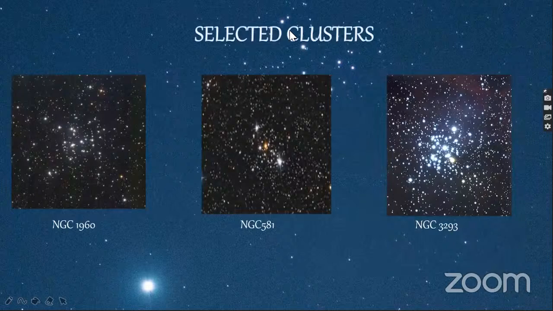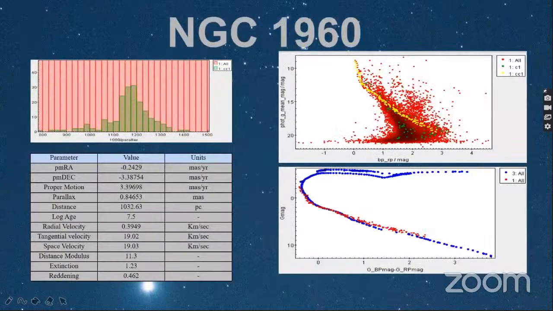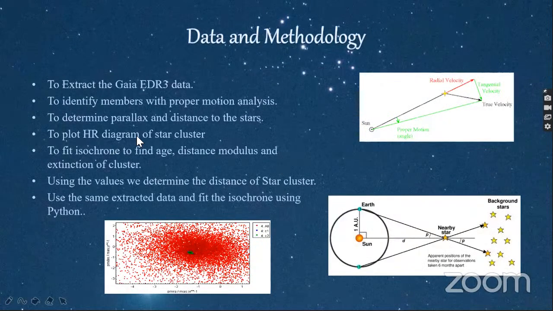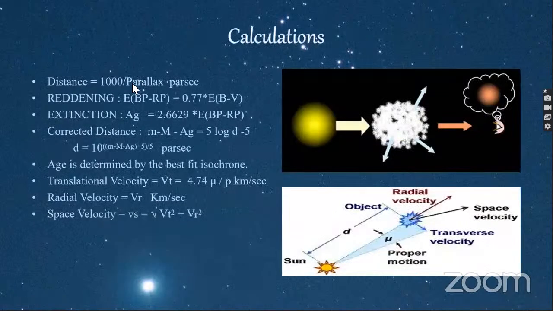My first one is NGC 1960. As I said, I collected the data using a VO cone search of 1 degree radius, and I made a PMRA PMDEC scatter plot to find the cluster members. Then I made a parallax histogram to estimate the distance. Here our peak shows that the distance of the star cluster is somewhere here.